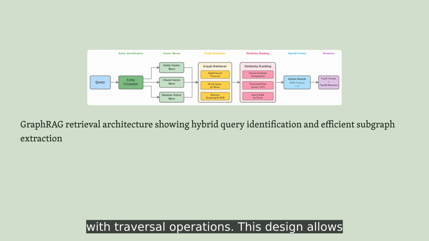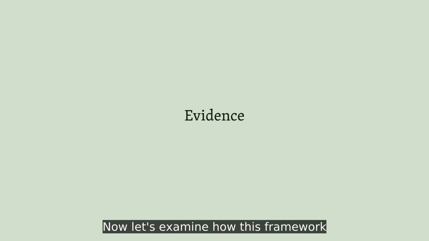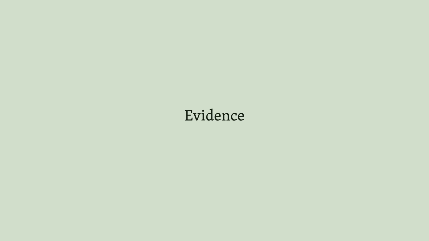This design allows the framework to balance semantic relevance with computational efficiency, ensuring that only the most pertinent knowledge structures are retrieved for downstream reasoning tasks. Now let's examine how this framework performed when validated on real enterprise datasets.